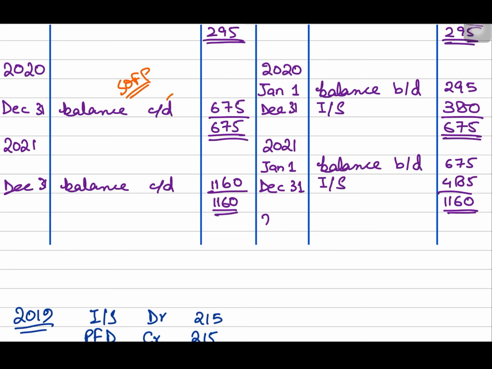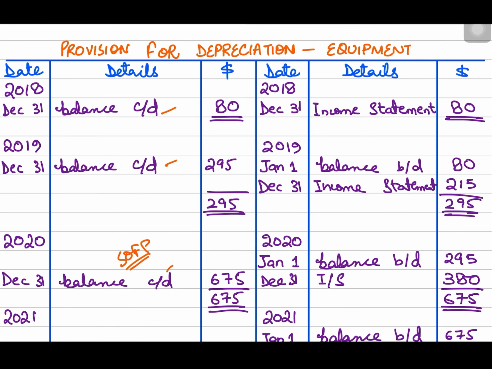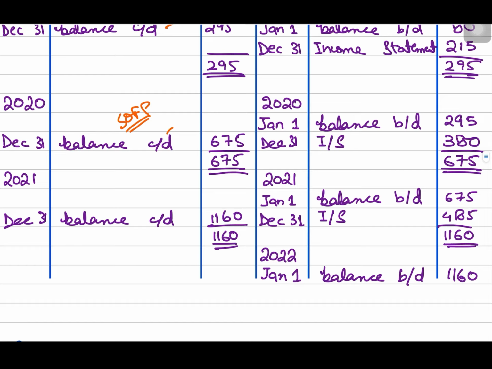Lastly, we just have to bring down the balance for the next year, that is 2022. Balance brought down, 1160, right? So this is how we have prepared our provision for depreciation equipment account for each of these years, 18, 19, 20, 21 and 22. Balance brought down as well.